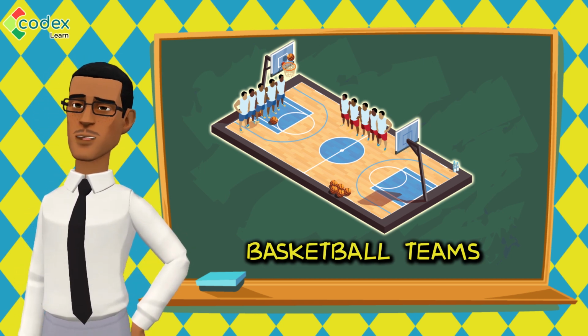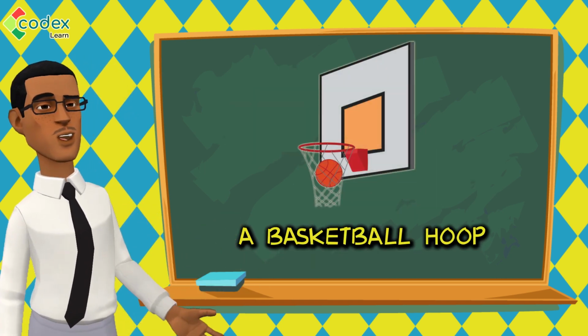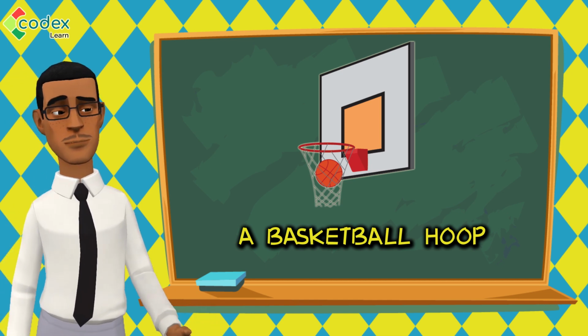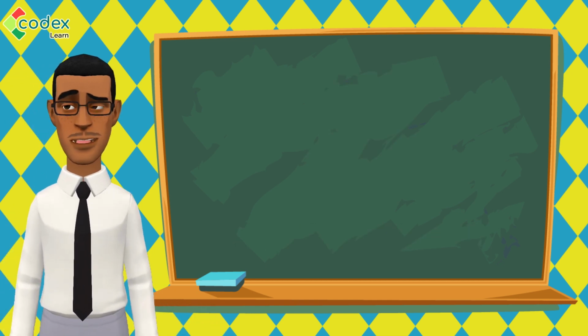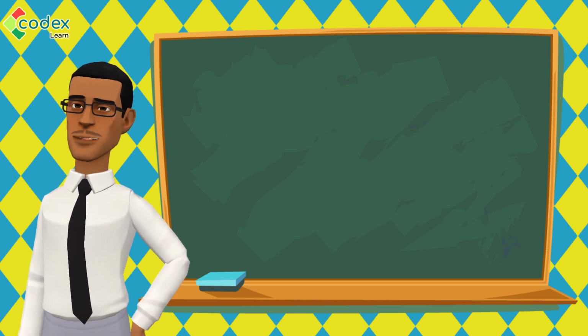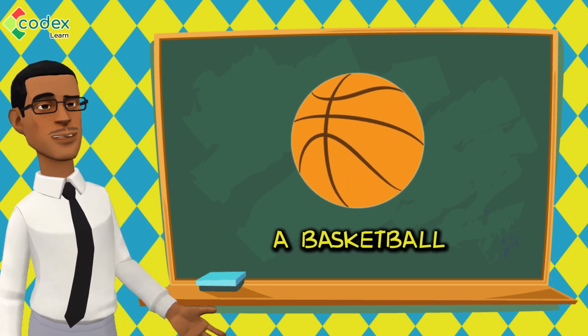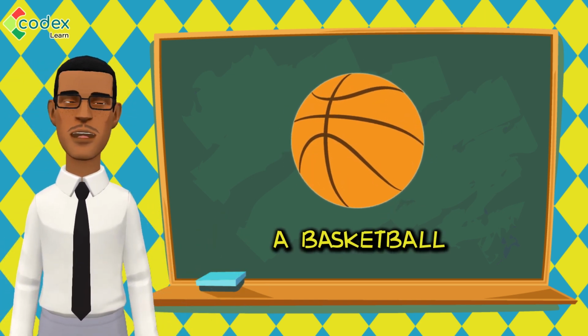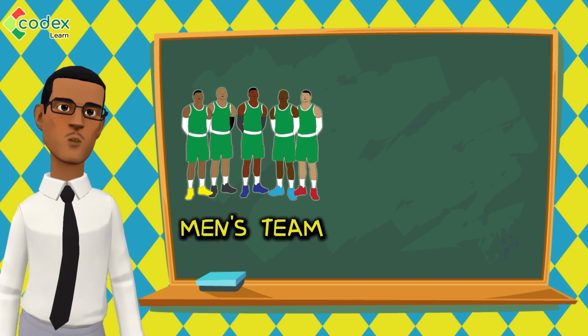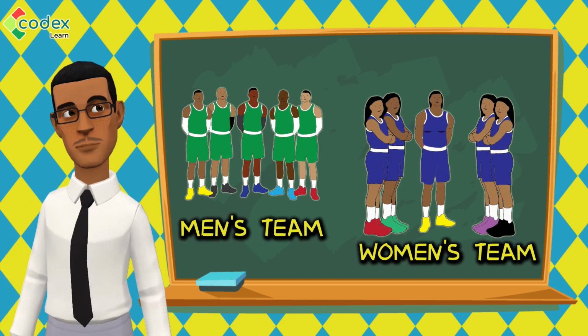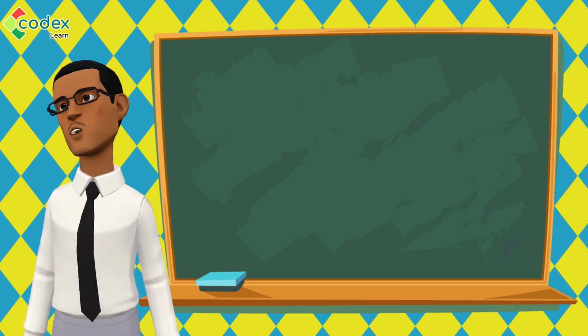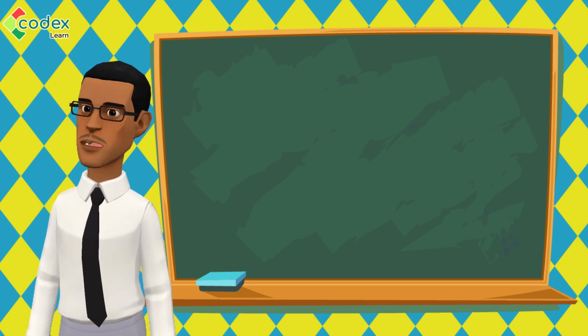Players need to get the ball through a hoop mounted high up on a backboard at each end. It is a very popular sport worldwide, played with a round orange ball that bounces. The game is played between men's teams or between women's teams. Basketball has been played in the Olympic Games since 1936.